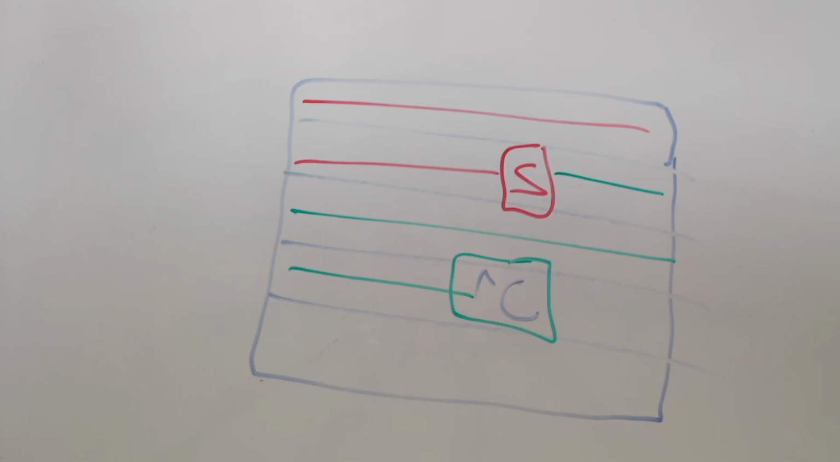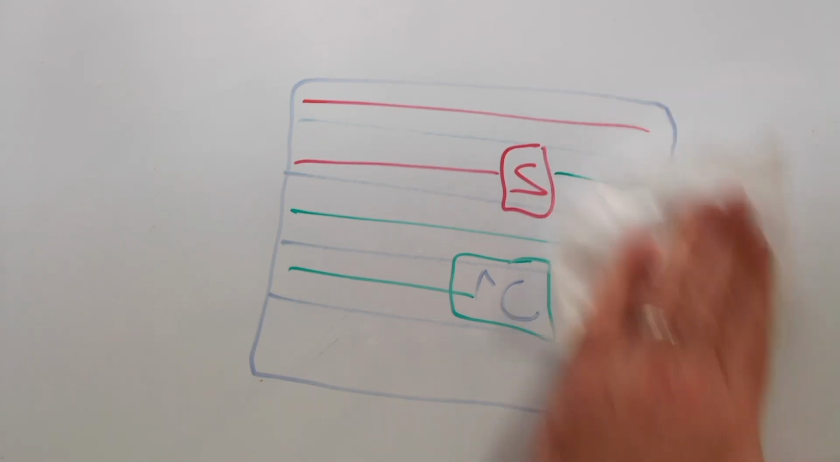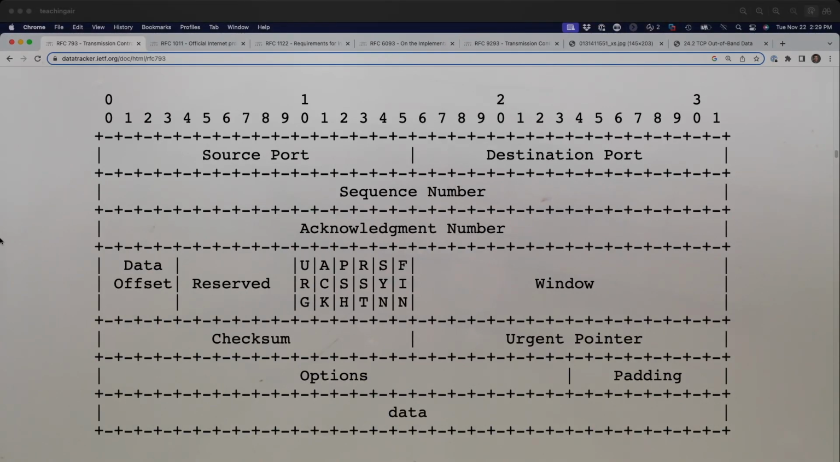That's how it is supposed to work, but there will be a few issues, as you'll soon see. The urgent pointer is basically how far we have to go from the current sequence number to get to the urgent data. That's the idea. And the urgent pointer really only means something if the urgent flag is set. If the urgent flag is not set, then that pointer is ignored. And of course, the urgent pointer does not have to point to the current packet. It can point to a future packet.